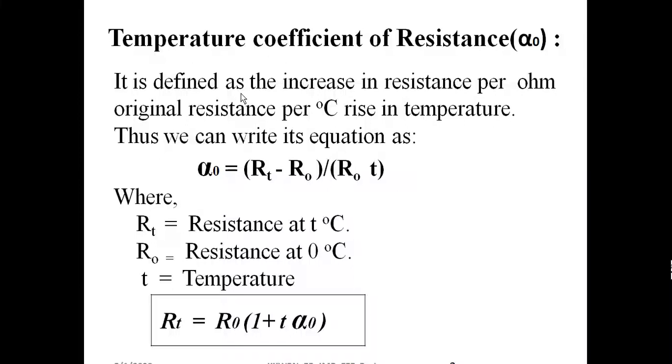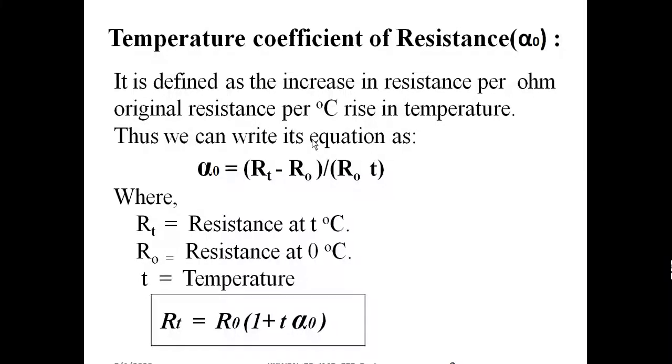So, the temperature coefficient of resistance, how is it defined? It is defined as the increase in resistance per ohm original resistance per degree rise in temperature. Whatever increase in resistance has taken place, that increase we divide by its original resistance, and again divide that factor by the rise in temperature.